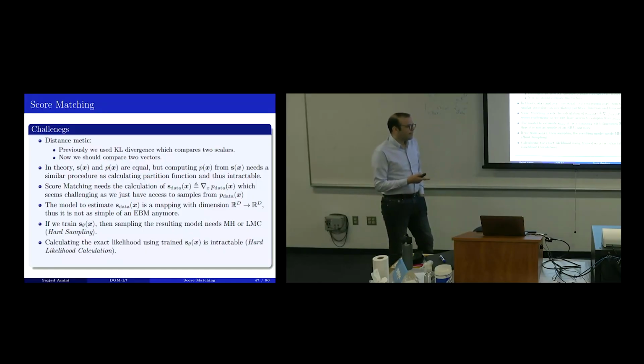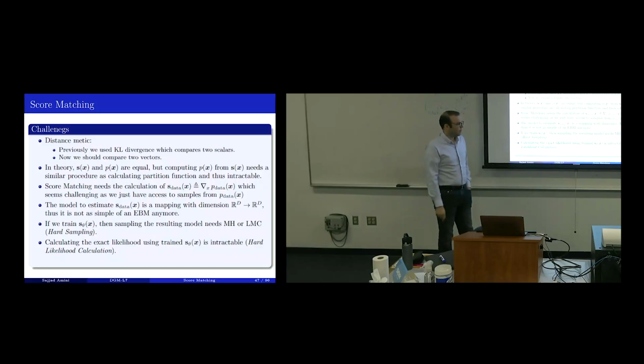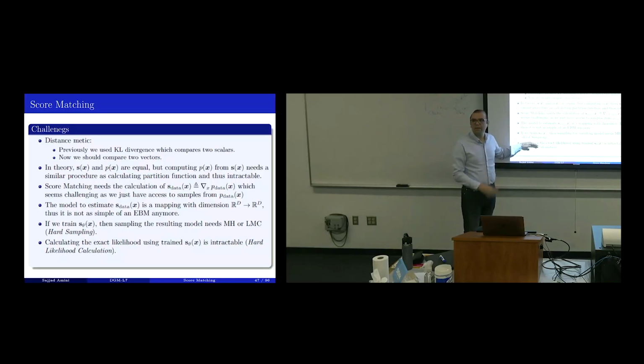And calculating the exact likelihood is also intractable because the integral that we talk about is intractable. So you may not be able to calculate the exact likelihood of a data point. For example, in some tasks like outlier detection, but you can change the outlier detection task such that you can use the score function instead of the value of the probability.